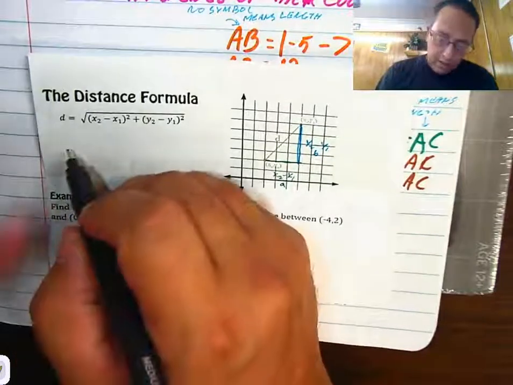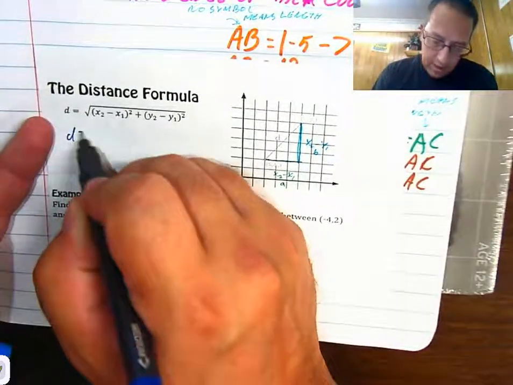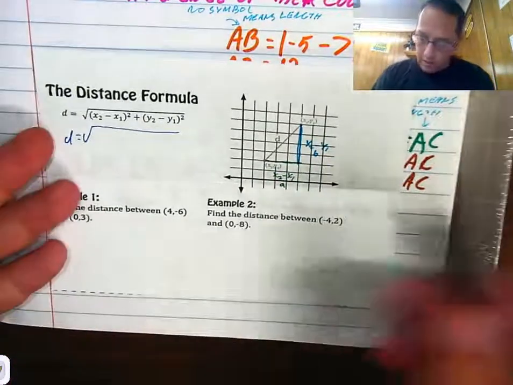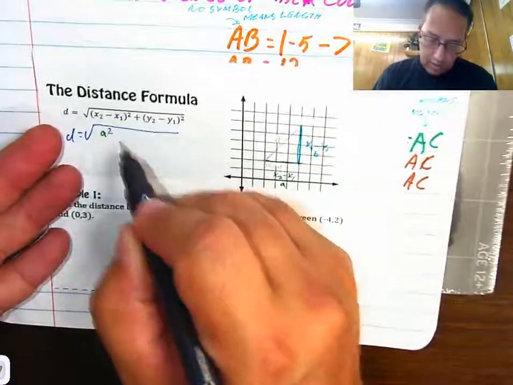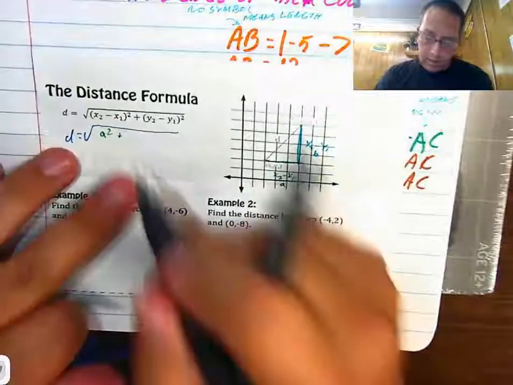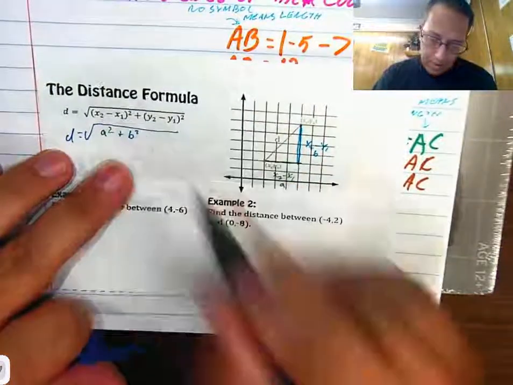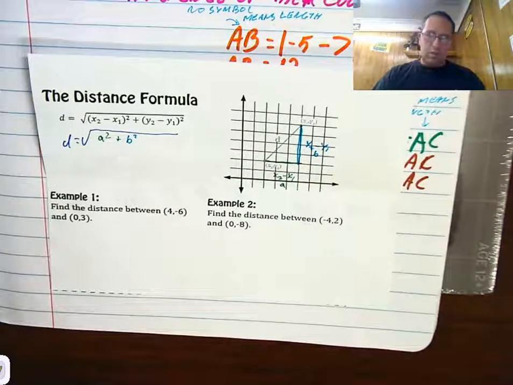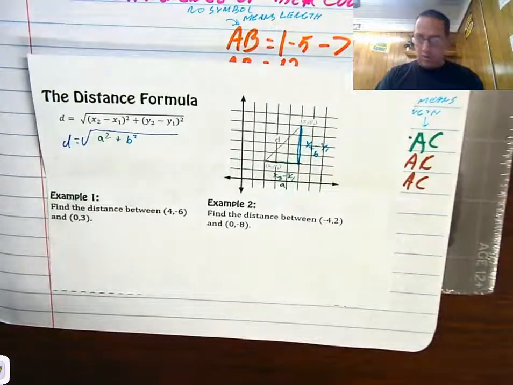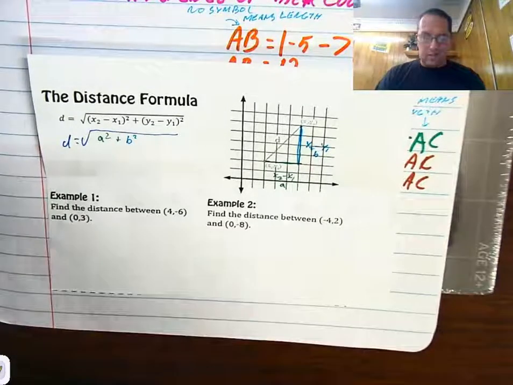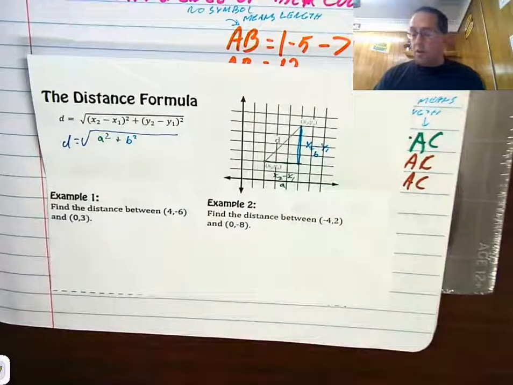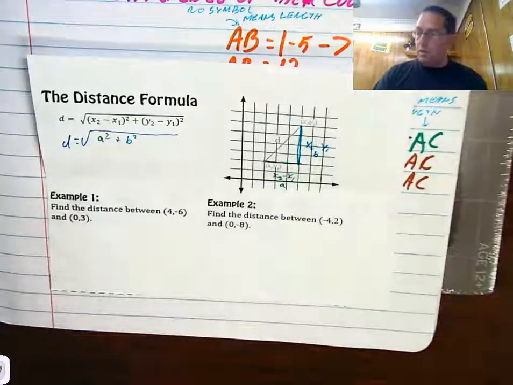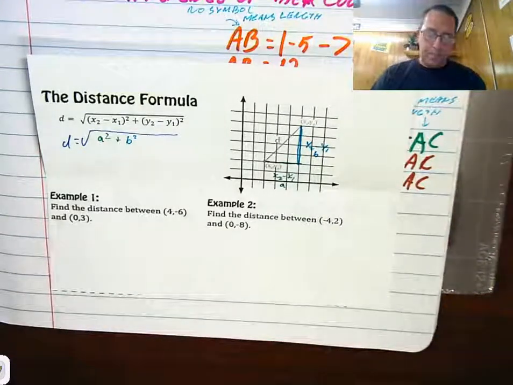And so what we have is d is equal to the square root of a squared plus b squared. Just another way to think about it. Kind of makes it a little bit easier sometimes, if you have a grid. If you've got a coordinate grid, you can do it like that, and it's basically just the Pythagorean theorem. If you don't have a coordinate grid, use the formula. And that's what we're going to do here. We're going to use the formula.